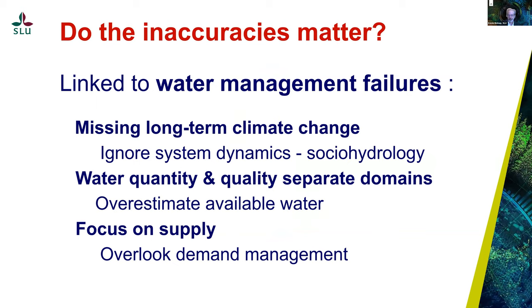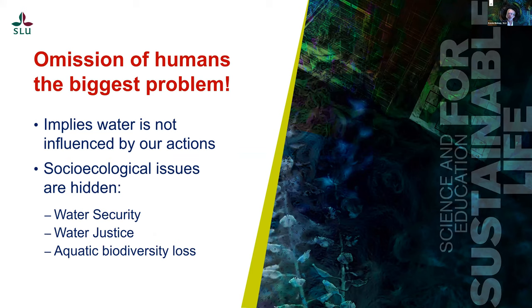And of course, the fact that we don't have people is the biggest problem of all, because if we don't see how people are affecting the water cycle, we miss the ways in which society is responsible for some of these major issues of water security, water justice, things that we can and should be doing. But if we don't get the sense that people are there in the water cycle, we're going to miss it.